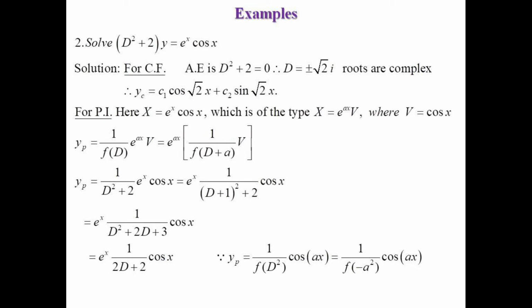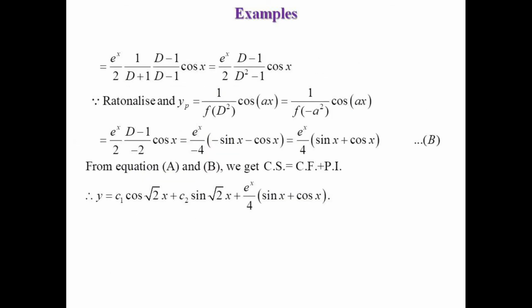So if we rearrange this equation and write in simple form, then we get the denominator as 2d plus 2 into cos of x. So now here in the denominator we get the single d term. So to apply the type 2 formula for cos of x, we require the d square term in the denominator. So to get the d square term in the denominator, let's rationalize the term d plus 1.